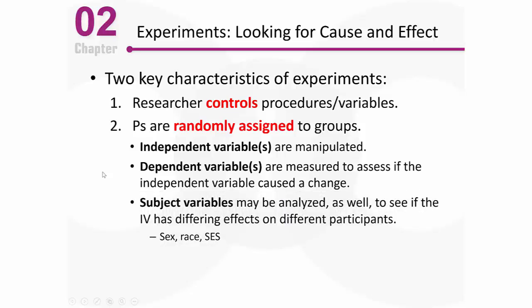Now, sometimes when we are analyzing the data, we look at some other variables. So we might look at what we call subject variables. And what we're doing in that situation is looking to see if the independent variable might have some differing effects on the obedience rates in this situation. So for example, the sex of a subject would be a subject variable. The race of a subject would be a subject variable. The socioeconomic status, whether they're rich or poor, would be a subject variable.